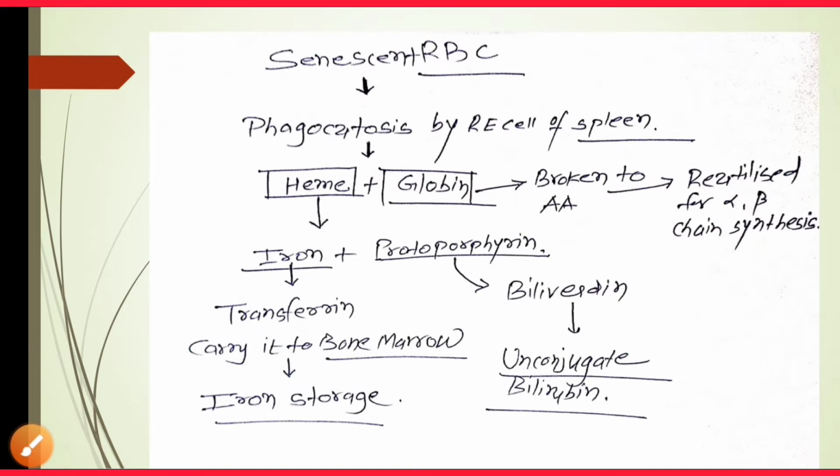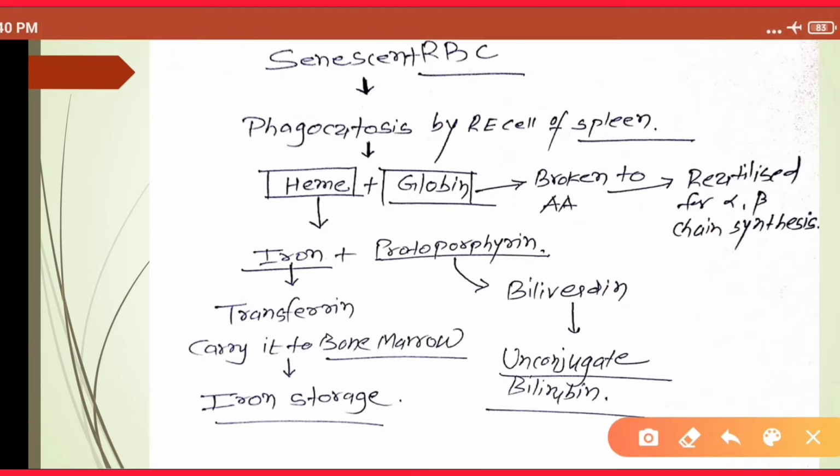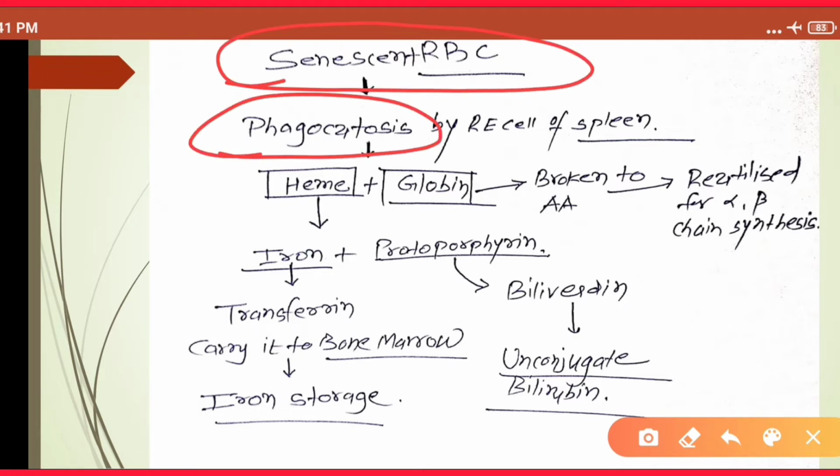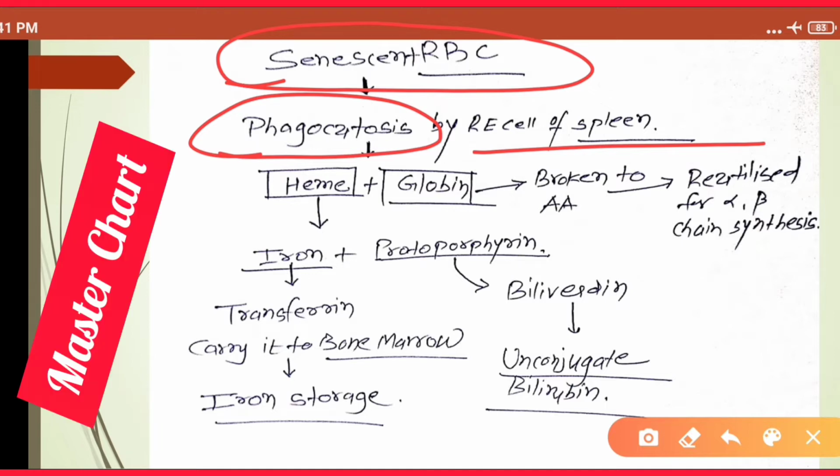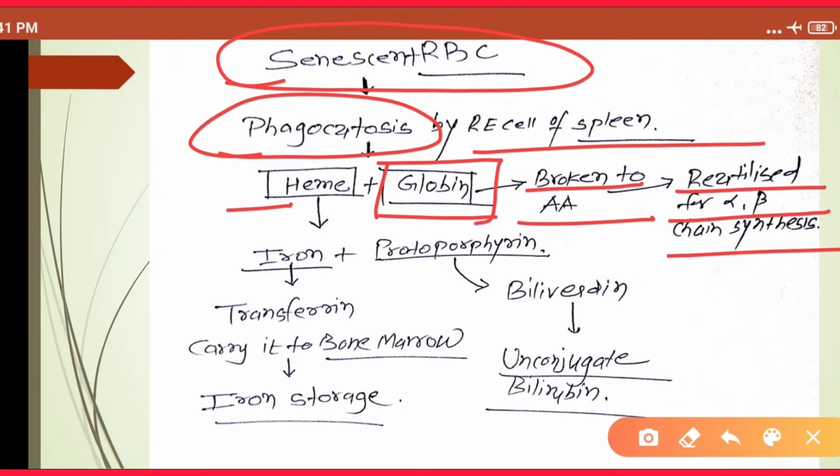I will show you it in the diagram. See, normally what happens? Whenever your RBCs are getting old, they will be phagocytosed by the reticuloendothelial cells of your spleen and bone marrow. So what happens? Your red blood cell will be broken down into heme plus globin, right? This globin will be reutilized, broken into amino acids, and reutilized for alpha and beta chain synthesis of new hemoglobin, right?